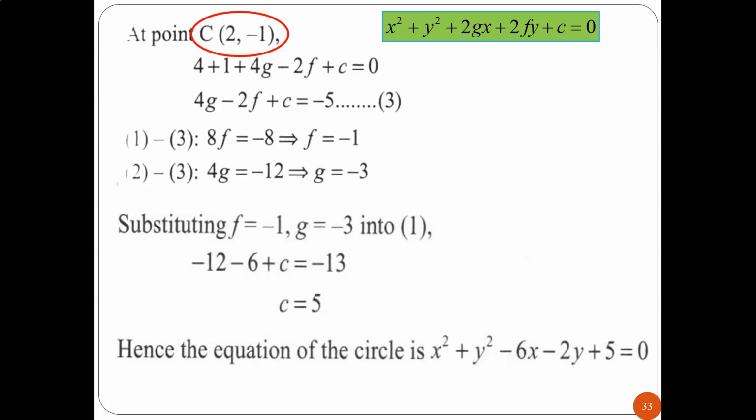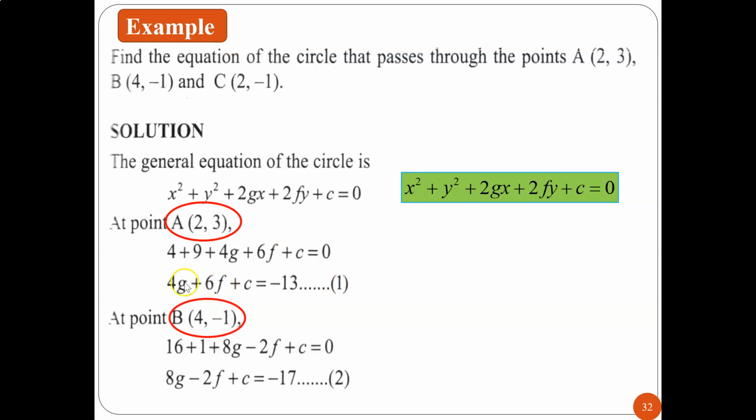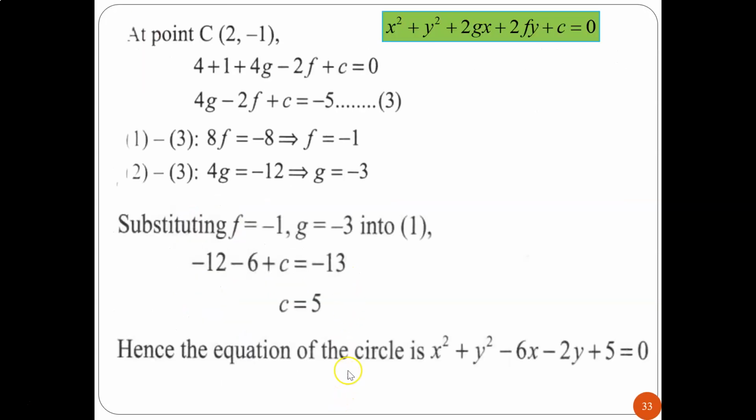So what you can do next is substitute the f and g into the first equation. What is your first equation? This one. It's up to you. You can substitute it into either the first equation or the second equation, or you can also substitute into the third equation for the values of g and f. Then you're going to obtain c, which is c equal to 5. So now I think you got everything. You got your g, you got your f, and also you got your c.